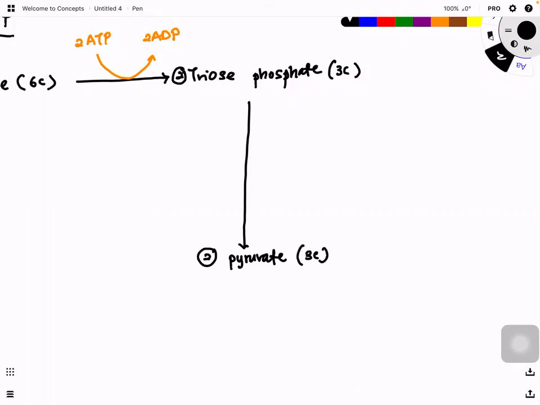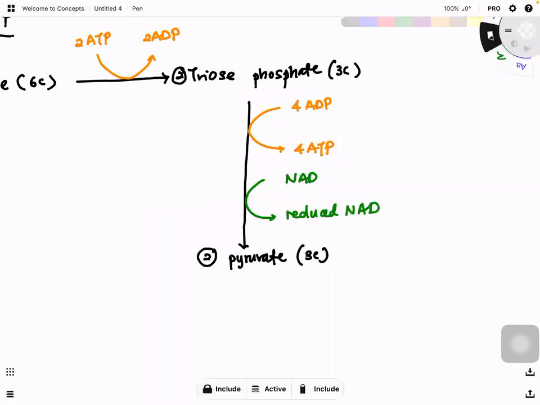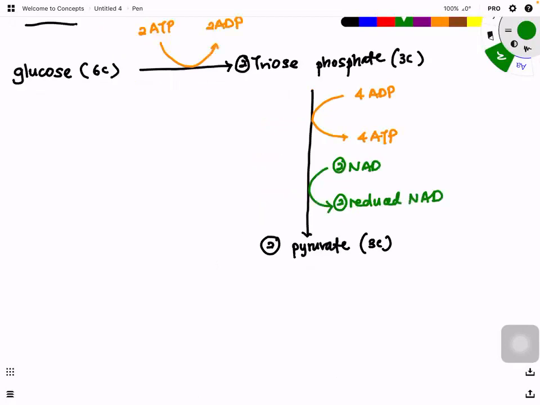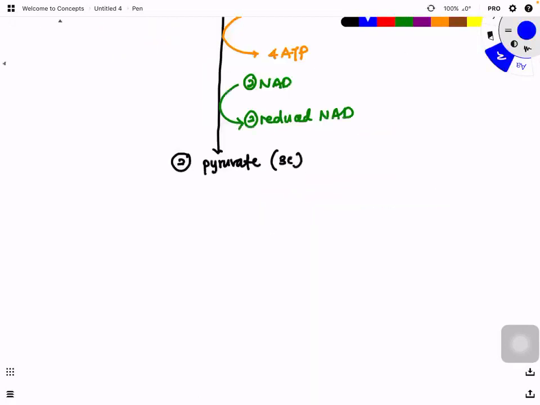2 molecules, 3-carbon. So in this process, overall we have 4 ADP becoming 4 ATP, and we have NAD becoming reduced NAD in the glycolysis process. So this is the glycolysis process, and glycolysis takes place inside the cytoplasm.